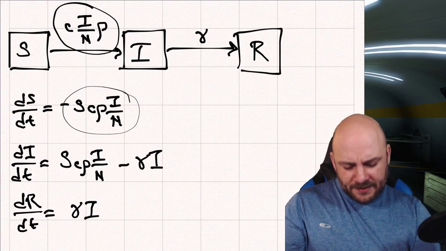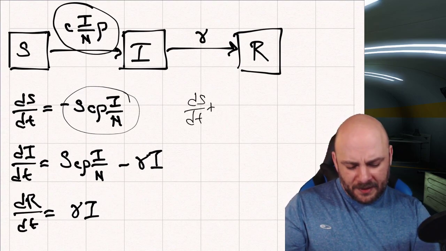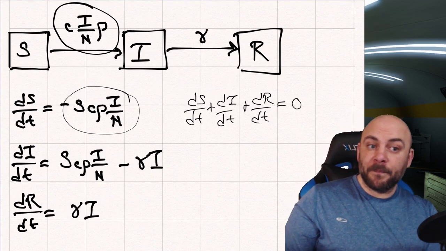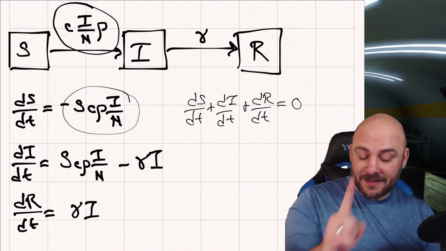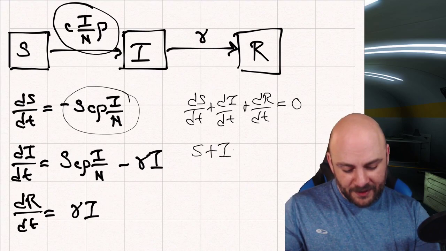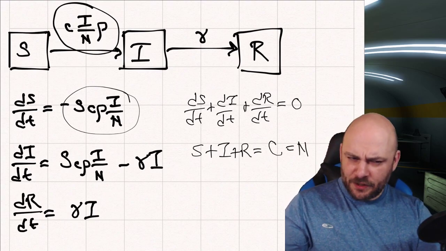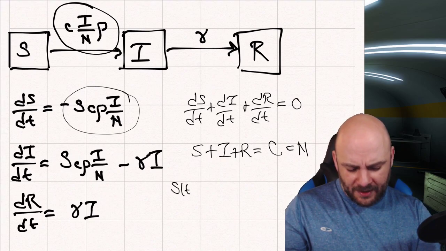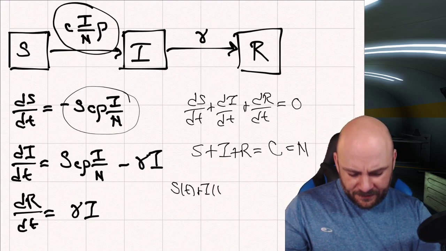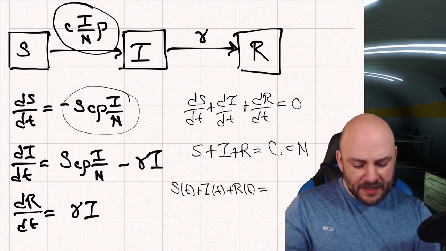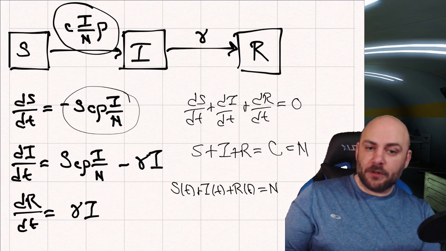If I look at dS/dt plus dI/dt plus dR/dt, what do I get? I get 0. And so that means S plus I plus R should equal some constant. Oh, we've already labeled that constant N, right? To make this equation really show what's important, S of t plus I of t plus R of t, which are all quantities that are changing over time, equals some constant N, which is my total population.